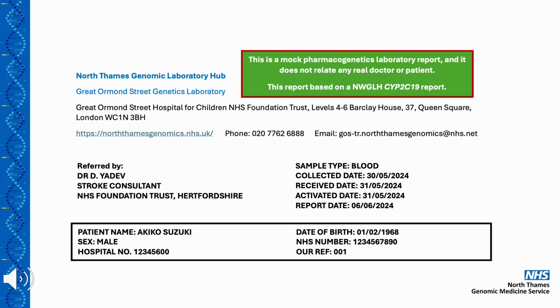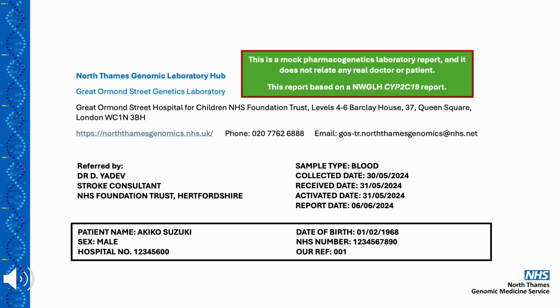At the top are the details of the testing centre. North Thames Genomic Laboratory Hub is the name of the lab that has performed the test and generated the report. It is based at Great Ormond Street Hospital in London. In the middle are the details of the fictional clinician Dr. Yadev, a stroke consultant. This is a test that has used a blood sample collected on 30th of May 2024, and the report has been issued on the 6th of June 2024.